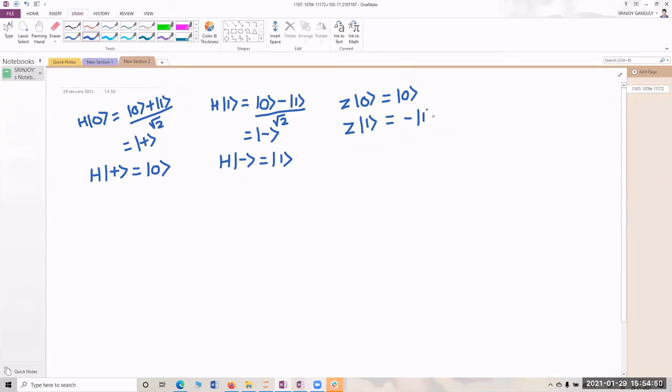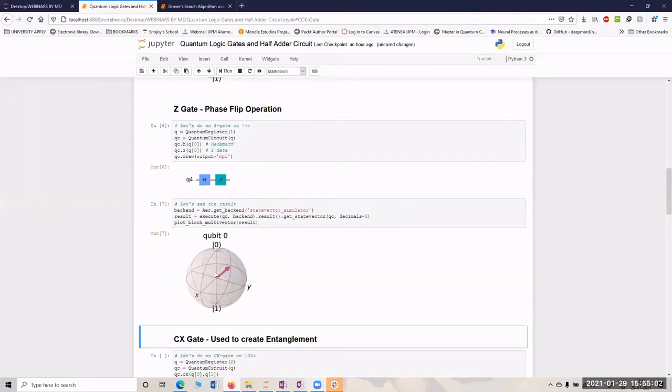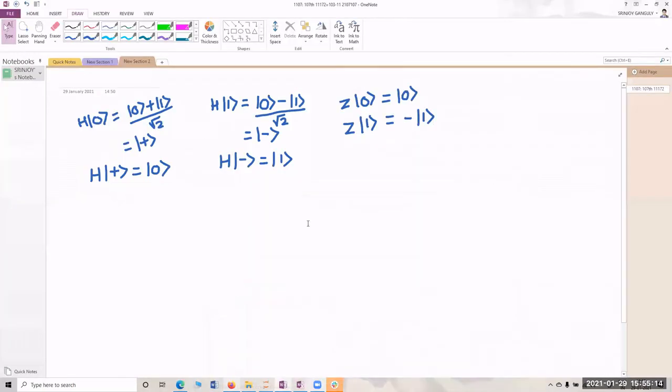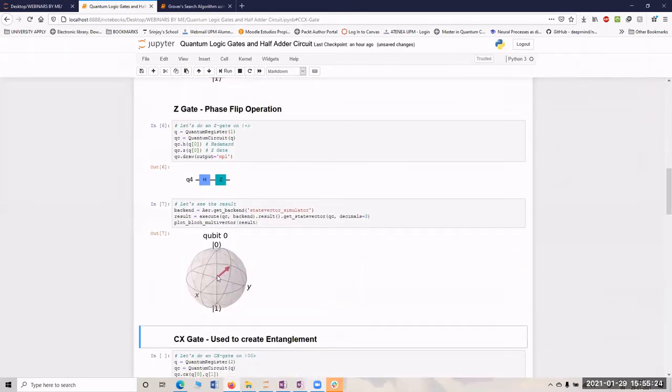And the same thing happens here, and you can see this very clearly when you visualize the circuit. As soon as I execute this, you can see that this arrow is now on the other side of the x-axis, which means qubit 0 minus qubit 1 divided by root 2. That means it's in the minus state. Earlier, it was in the plus state. Opposite of that, it's the minus state.